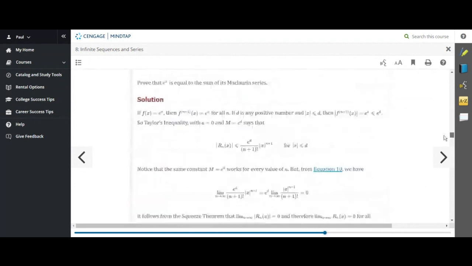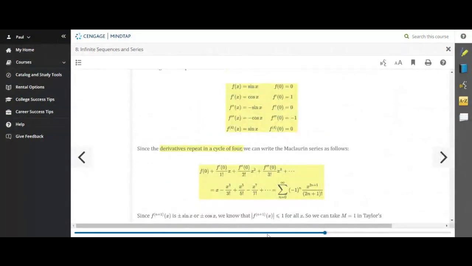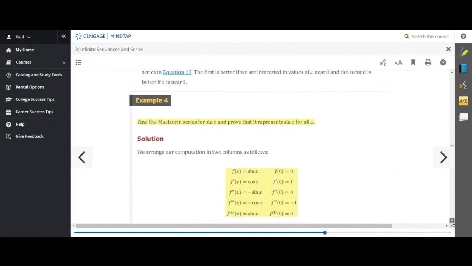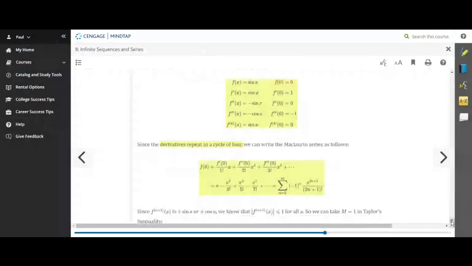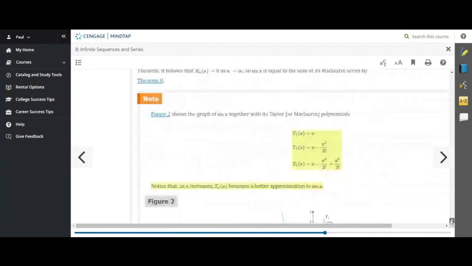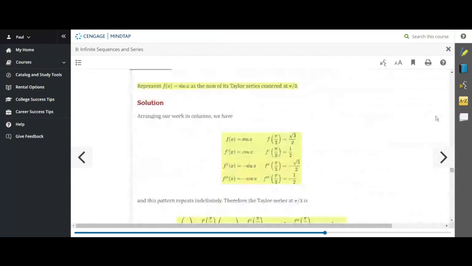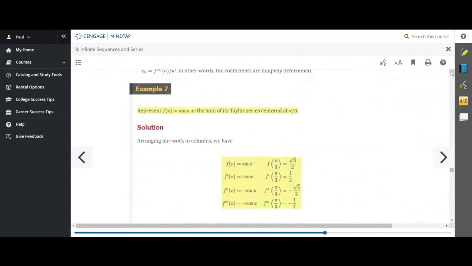And so now back to this example. We're looking at example 4 here. I'm sorry, I'm on the wrong one. We're not looking at example 4. We're looking at example 7. Let me find it. There we go. Example 7.